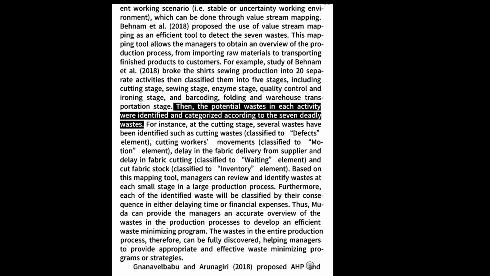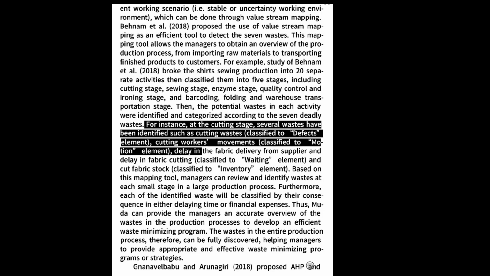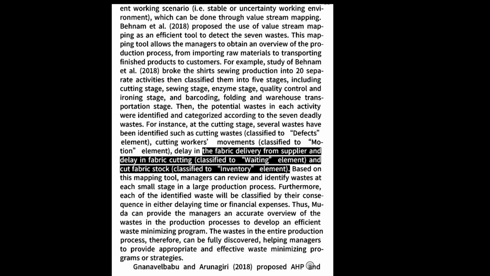Then, the potential wastes in each activity were identified and categorized according to the 7 deadly wastes. For instance, at the cutting stage, several wastes have been identified, such as cutting wastes classified to defects, excessive cutting workers' movements classified to motion, delay in the fabric delivery from supplier and delay in fabric cutting classified to waiting, and cut fabric stock classified to inventory.